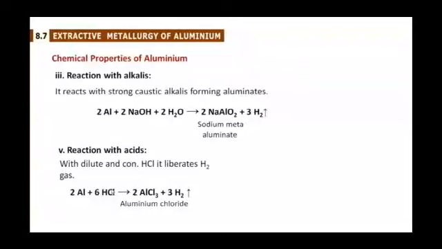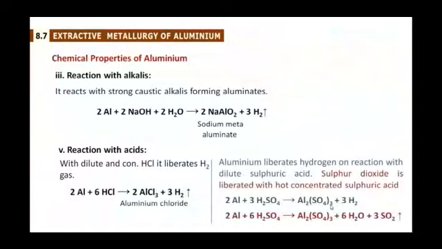Here, when aluminium reacts with hydrochloric acid, HCl, it will give aluminium chloride, AlCl3, and the remaining hydrogen is liberated as hydrogen gas. In aluminium chloride, the valency of aluminium is 3 and the valency of chlorine is 1. So by crossover valency, we got AlCl3.